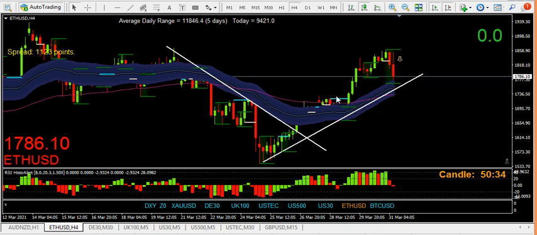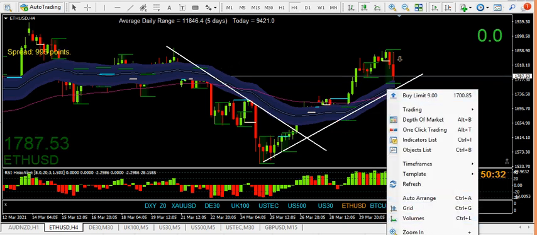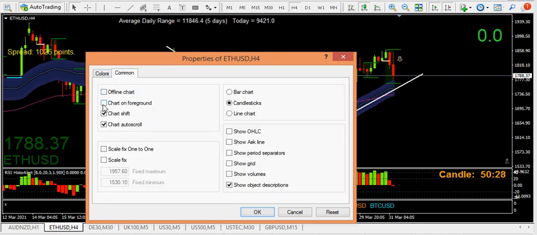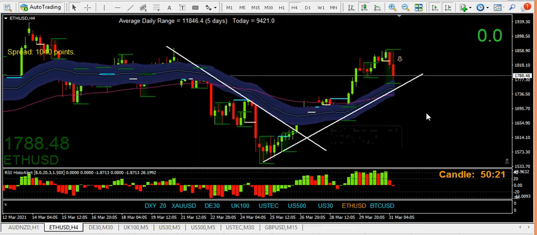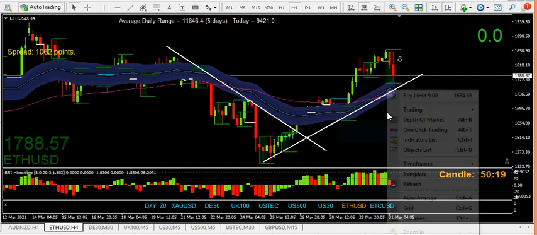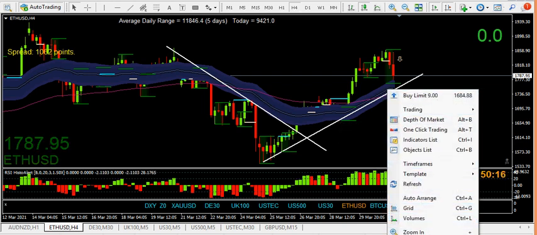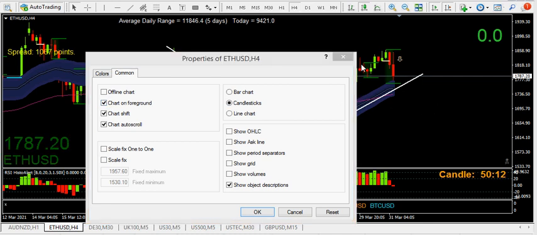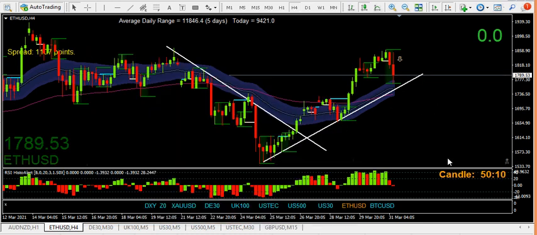But if you're not used to it, then all you have to do is go to properties and change the chart to the foreground. And what that does then is put the candles on top of the dragon. Not sure why it didn't do that then. Maybe chart on foreground. Sorry, I didn't tick it, did I? Okay. There we go.